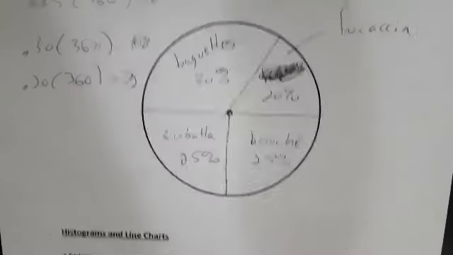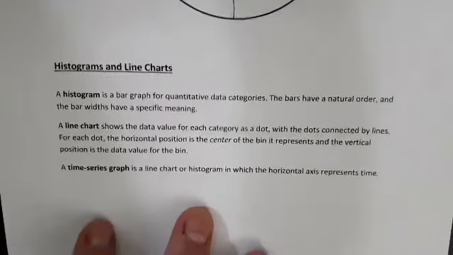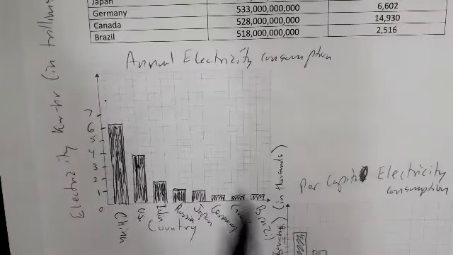Okay, so we have talked about most of the stuff that is going to be new here. This histogram is basically a bar chart where your x-axis is a number, or it's a quantitative category. The bars have natural order and the bar widths have specific meanings. So when we look at our previous examples, like this, I separated my bars.